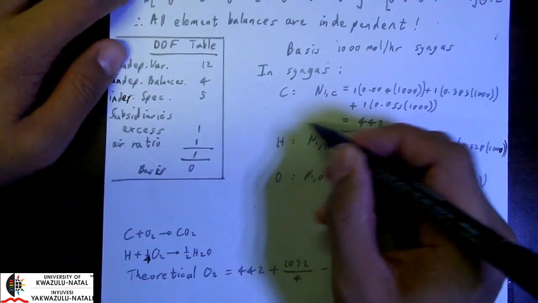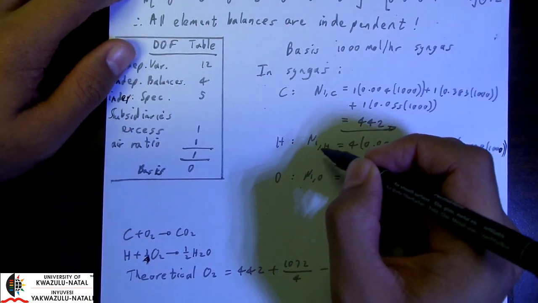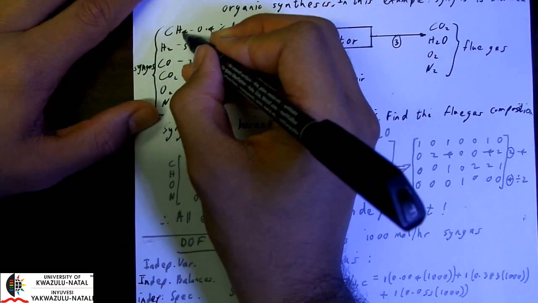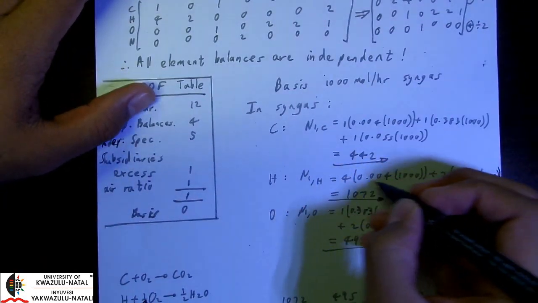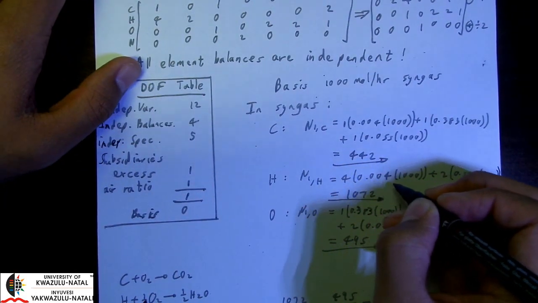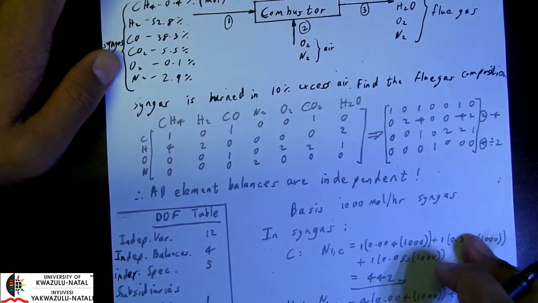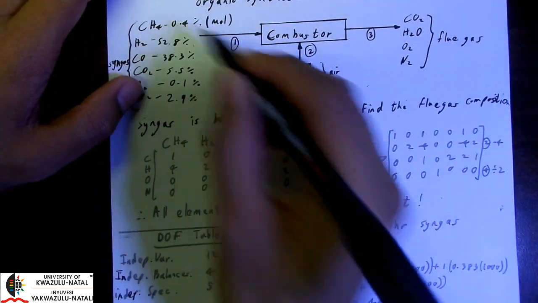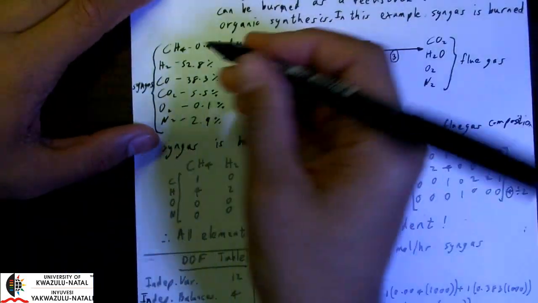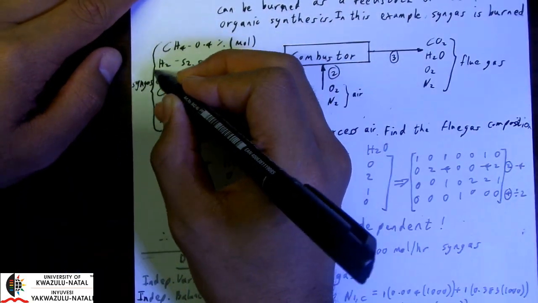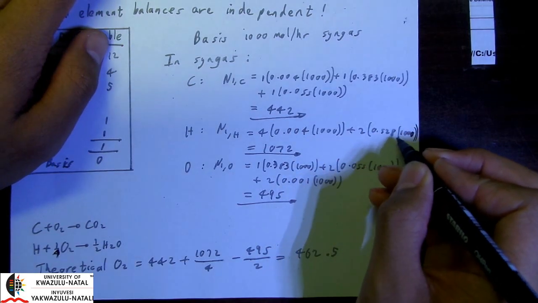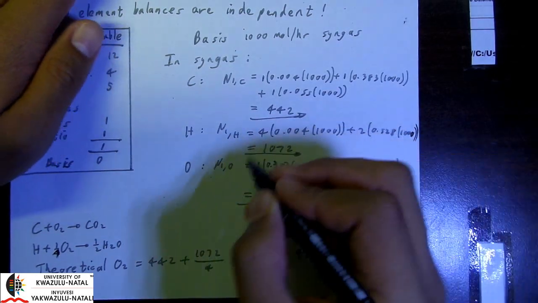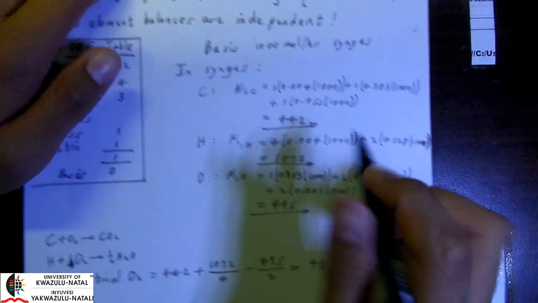We can perform the same for the moles of hydrogen in stream 1. Okay, so there's 4 moles of hydrogen in 1 mole of methane. Okay, so that's 4 multiplied by 0.004 times 1000. Okay, so that's it over there. There's also 2 moles of hydrogen in 1 mole of hydrogen gas. So that will be 2 multiplied by 0.528 times 1000. So the addition adds up here.